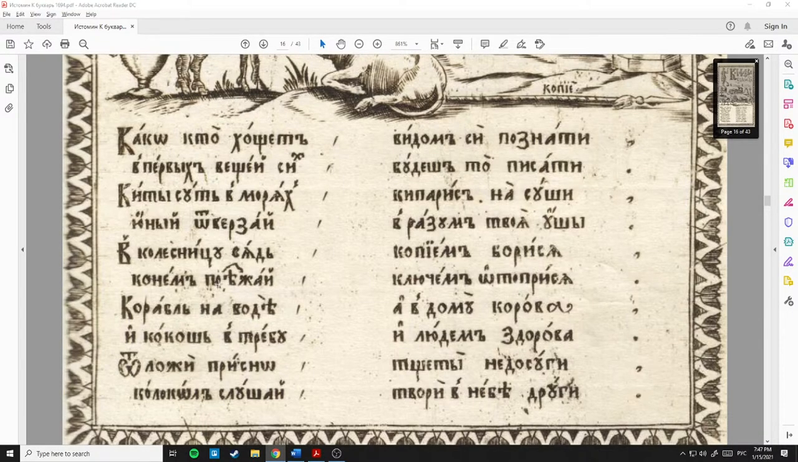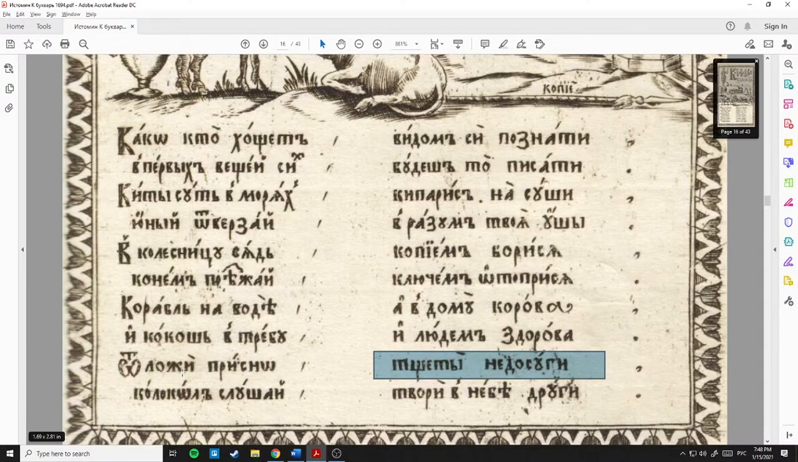Odloži prisno. Prisno means forever, right? Prisno vjekova, I believe. Forever, yeah, exactly. Prisno, forever. Odloži, so put away forever. Četi. Недосуги. I have no clue. Чети. Недосуги. Колокол. Присно. Постоянно. Да. Всегда. Отложи всегда. Чети.